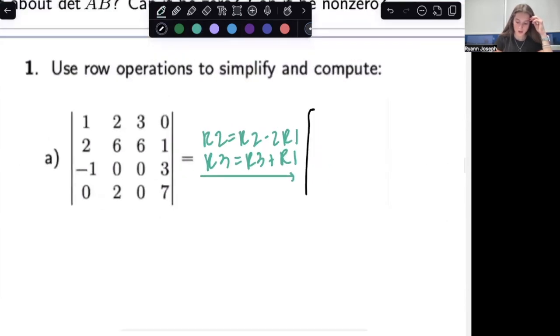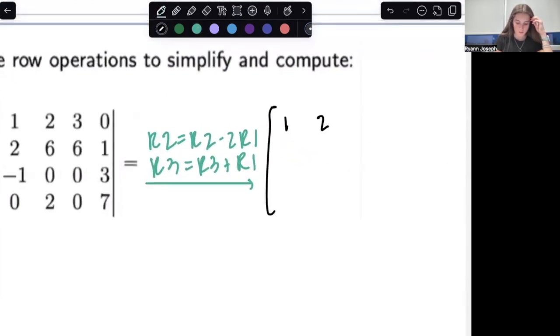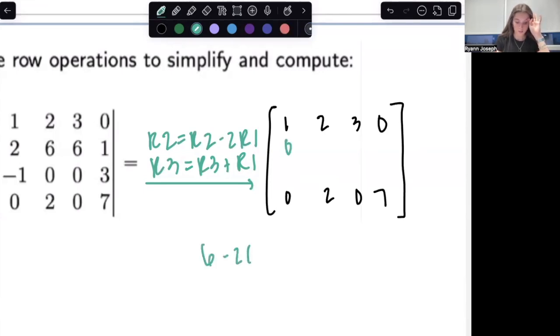So let's do that. 1, 2, 3, 0, 0, 2, 0, 7. Okay, so row 2 is equal to row 2 minus 2 row 1, so this is 0, 6 minus 2 times 2, so 6 minus 4 is 2. 6 minus 2 times 3, so that's just going to be 0. And then 1 minus 0 is just 1. And then negative 1 plus 1 is 0. Then 0 minus 2 times 2 is negative 4.